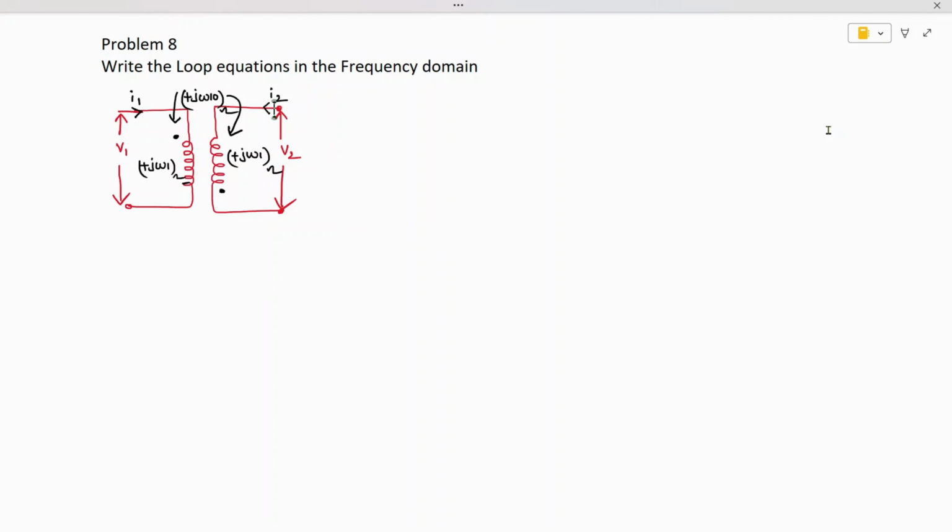Today we are going to solve problem number 8. This is nothing but write the loop equation in frequency domain. Okay, so here first you need to understand what is given in the problem. So this is the self-inductance of coil 1, this is the self-inductance of coil 2.